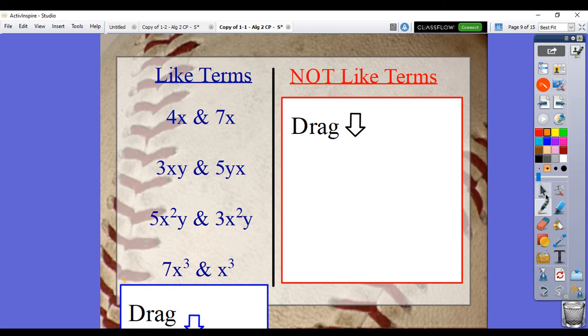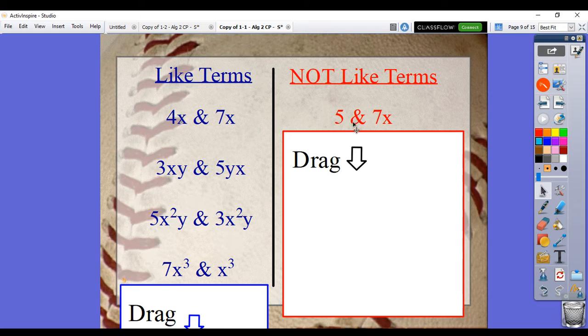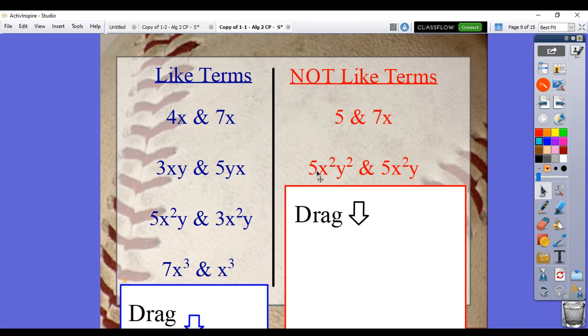So what is not going to be a like term? A constant 5 and 7x, because 5 does not have a variable. Like I said a while ago, 5x squared y squared and 5x squared y are not going to be like terms, because this is 1 and this is 2. They're not the same.